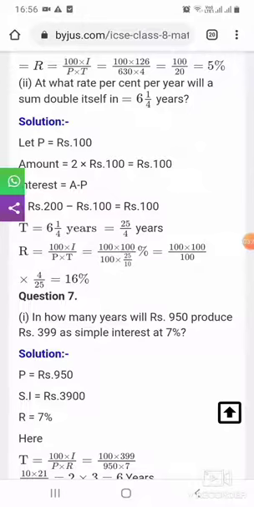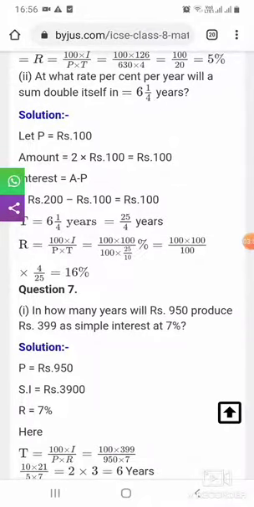So you can cancel this. 100 you can cancel. So how much will you get? 100 into 4 by 25. So 100 into 4 by 25, what are we going to get? That will become 16%. So the rate of interest is 16%. Because 25 ones are 25, 4, so the numerator is 4 into 4, that is 16.